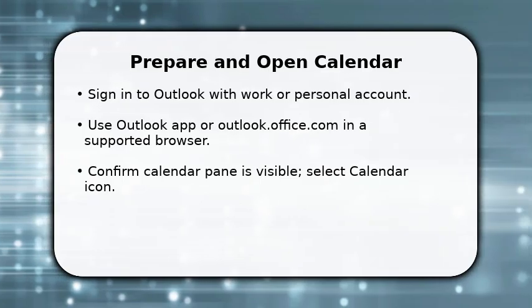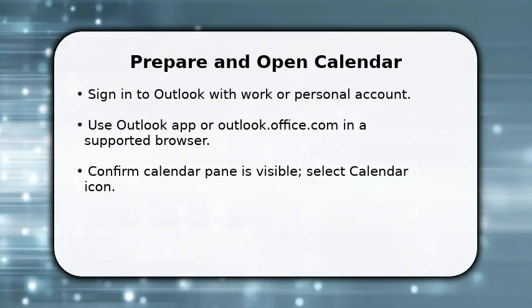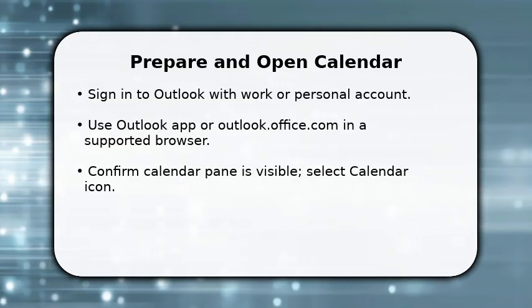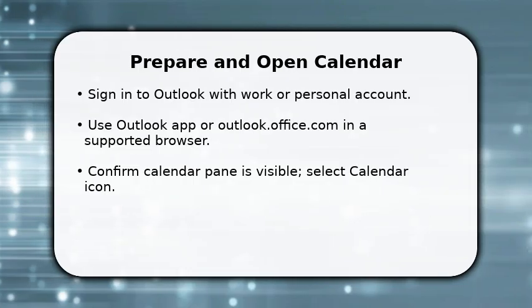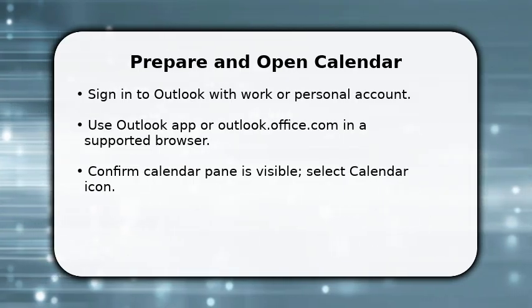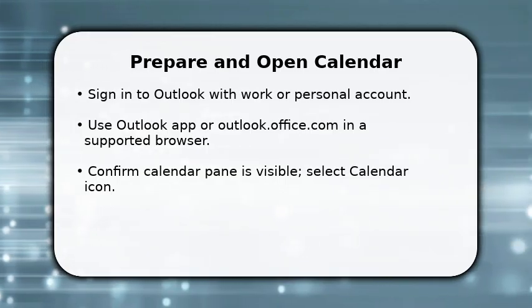Enjoy the video. You're signed in and ready? Open the Outlook app or go to Outlook.Office.com in a supported browser. Once the mailbox loads, click the calendar icon in the lower left corner to switch views. Make sure you're using the correct account if you have multiple. Picking the right profile avoids confusion.